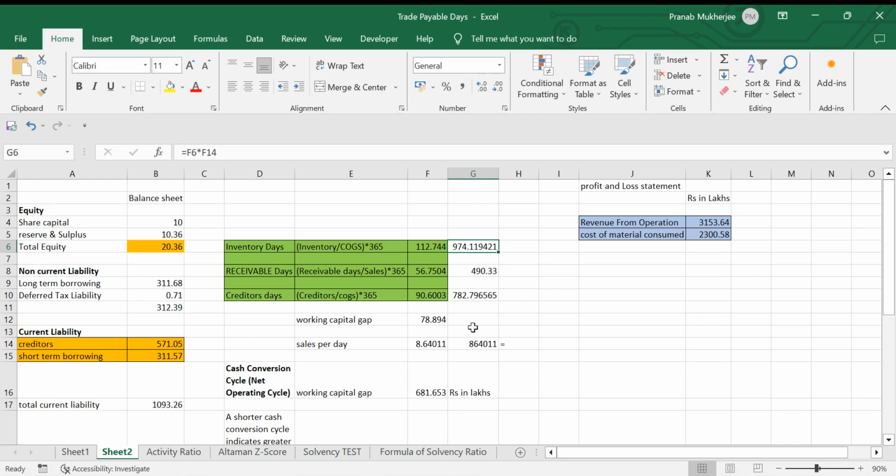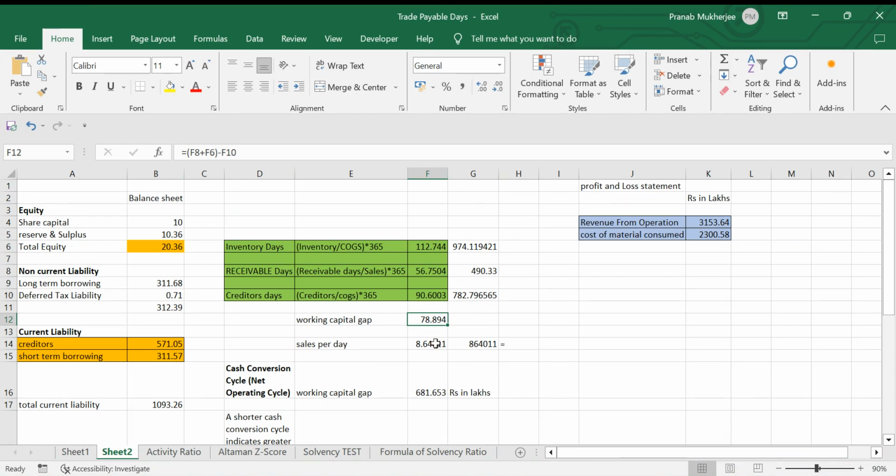Let me make it very clear how we calculated this value. First, the working capital gap: how do we calculate it? Inventory days plus receivable days minus creditor days. So 112 plus 56 minus 90 gives this value. This is the number of days of working capital gap, not an amount. So we want to find out how much amount they need for working capital.